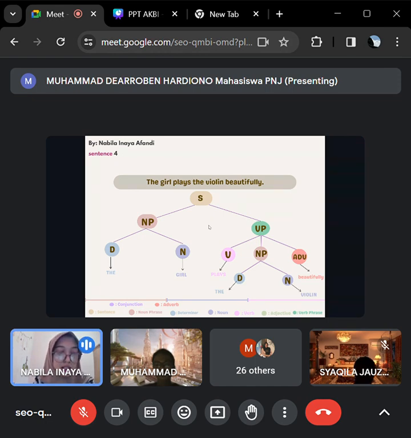For the specified, the determiner in this sentence is "the", and the noun is "violin". The adverb is "beautifully" because it modifies the verb "plays", describing how the girl is playing the violin. Next.